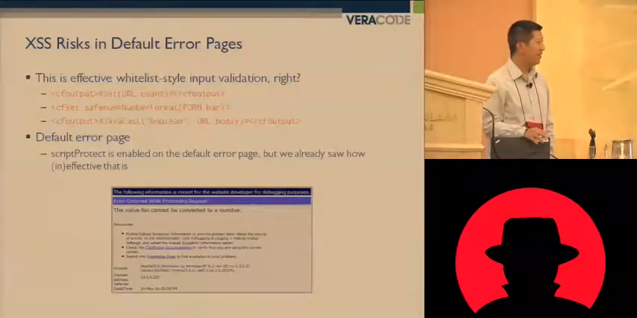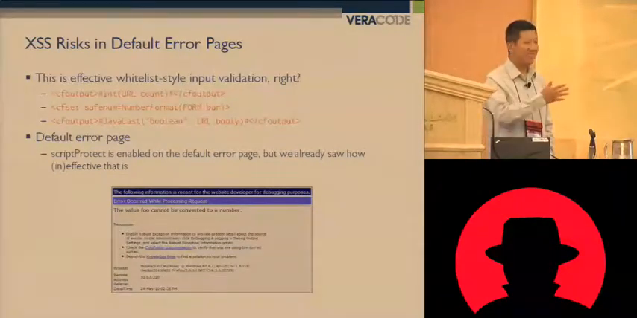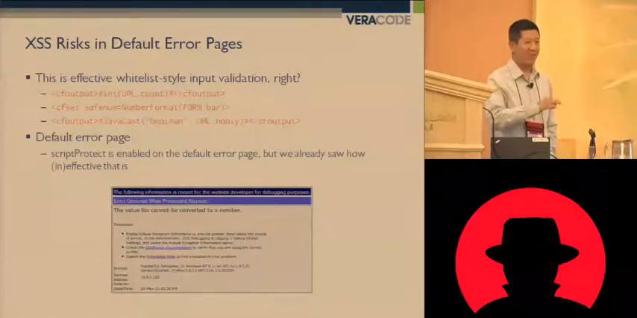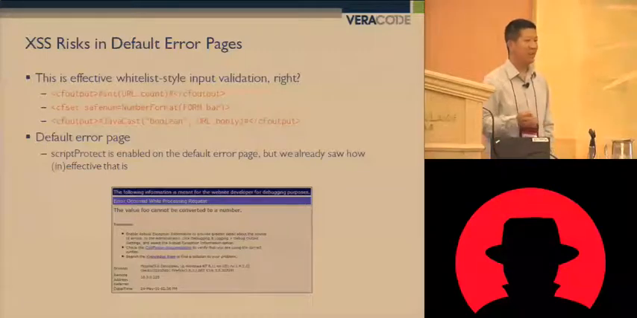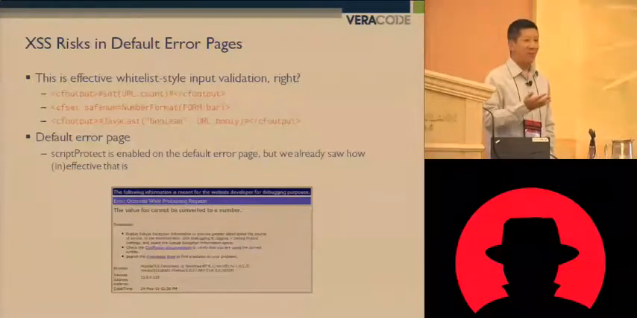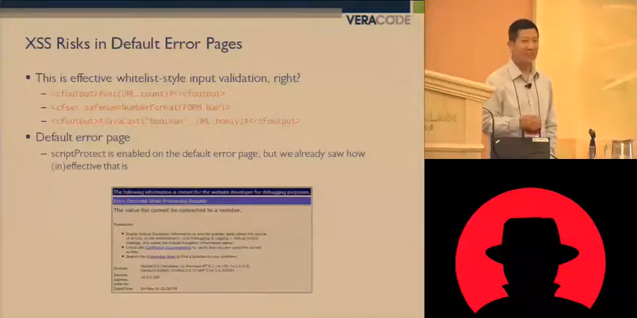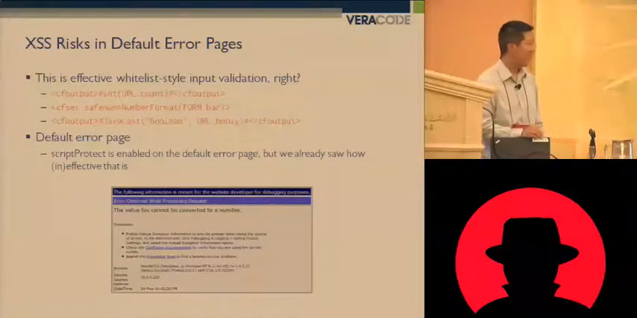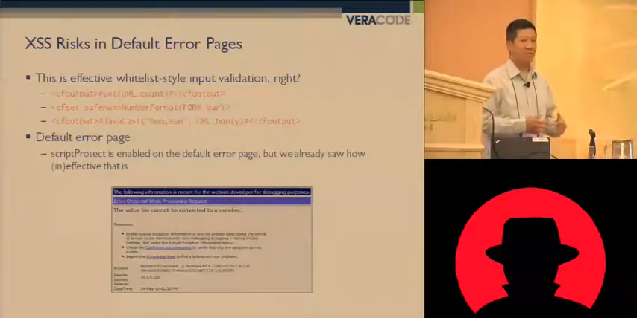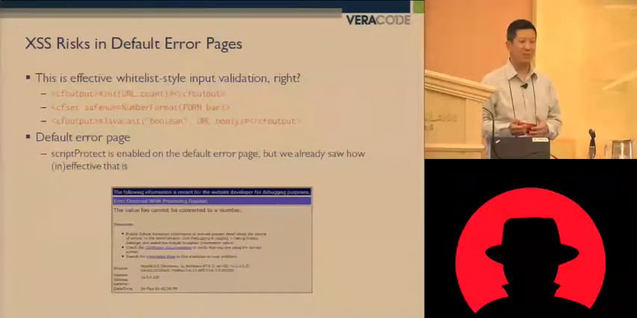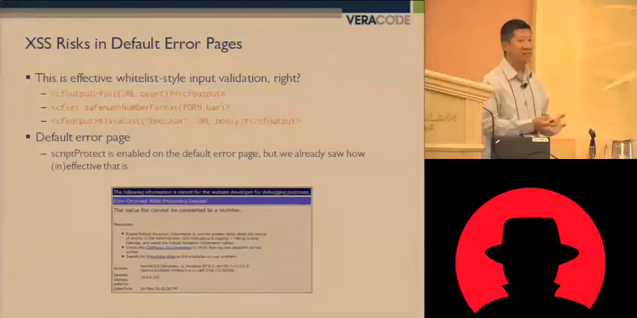The problem here is that, as you can see on the error page, you're actually printing out the value that couldn't be cast. So if, for count, we just put in a cross-site scripting attack vector, then that is actually going to get printed out on the error page, and it's going to cause cross-site scripting. So it's ironic because you tried to do this whitelist validation, and actually by doing so, you caused an exploitable scenario through this default error page.